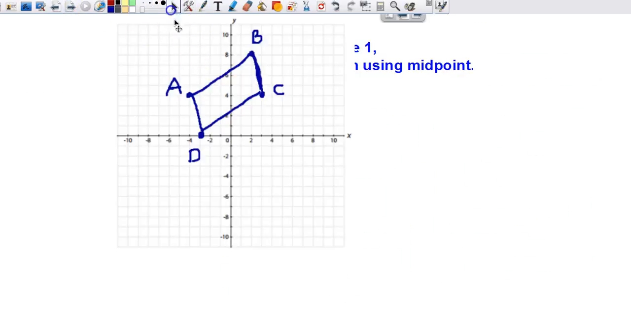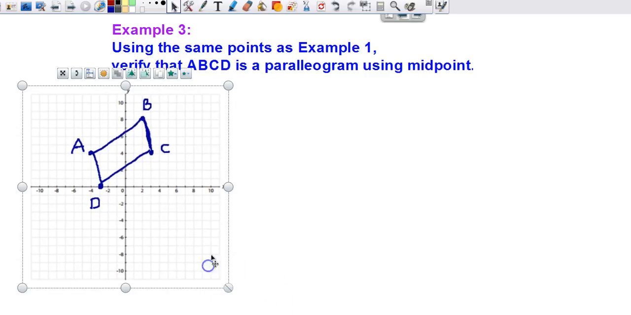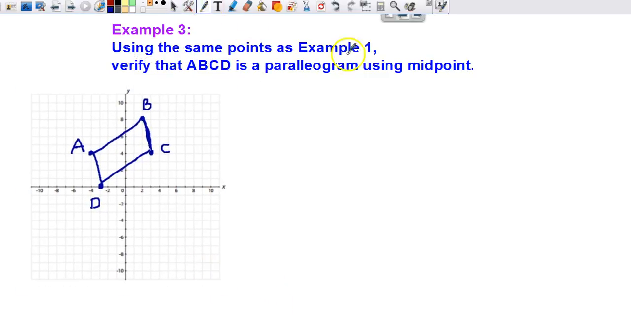All right, so this one is my favorite. I like this one because midpoint. I'm lazy, so I like to do the least amount of work possible. So the midpoint formula only has to be done twice, but you're not doing the midpoint of AB and CD or BC and AD. You're doing the midpoint of the diagonals.